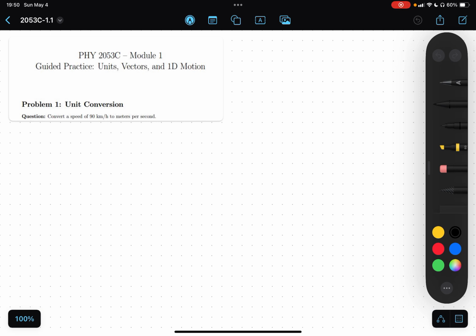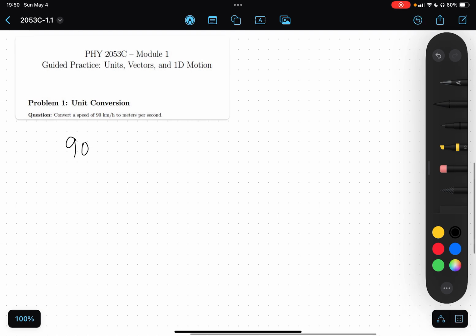So starting out with problem 1 here, we're just doing a unit conversion. And this is something if you've taken a science class previously, you've probably done some form of unit conversion prior. In this unit conversion, we're going to be converting 90 kilometers per hour into meters per second. So we have 90 kilometers an hour, and we want to go to meters per second.